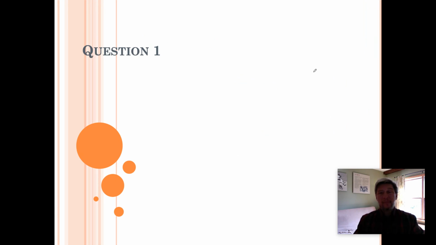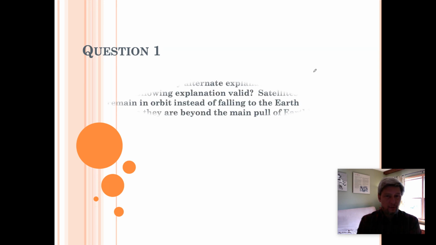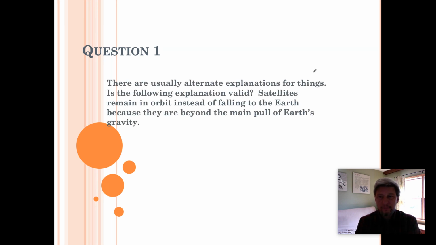Now, an example question to chew on a little bit here. There are usually alternate explanations for things. Is the following explanation valid? Satellites remain in orbit instead of falling to the Earth because they are beyond the main pull of Earth's gravity. True or false?